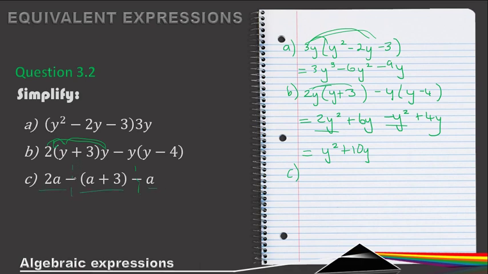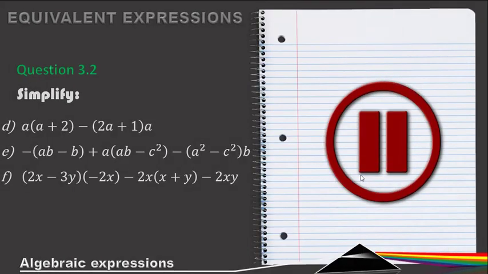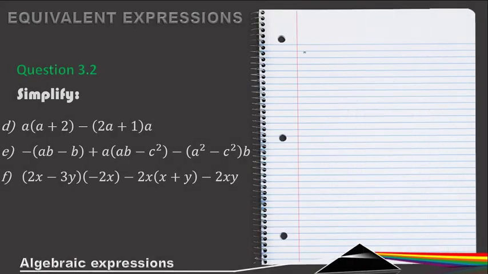So now we have a negative in front of this bracket, which we multiply in. We have 2a minus 3 minus a. Then my like terms are these. So 2a minus a is 1a, minus another a is 0. And then I'm left with this negative 3. Okay, D.